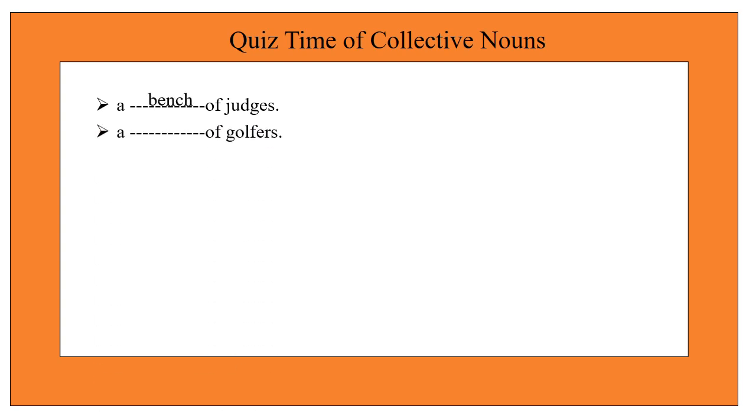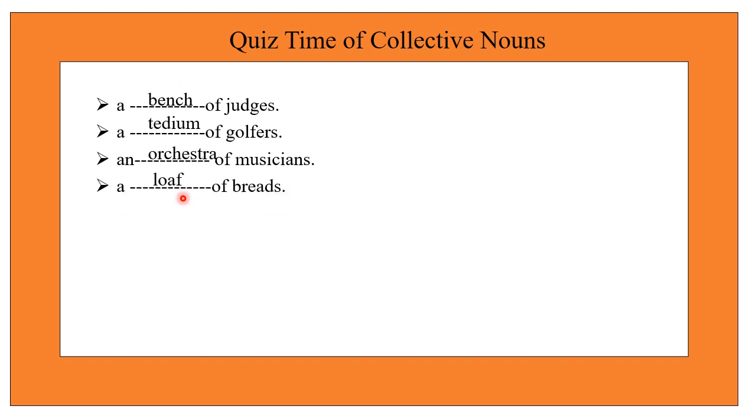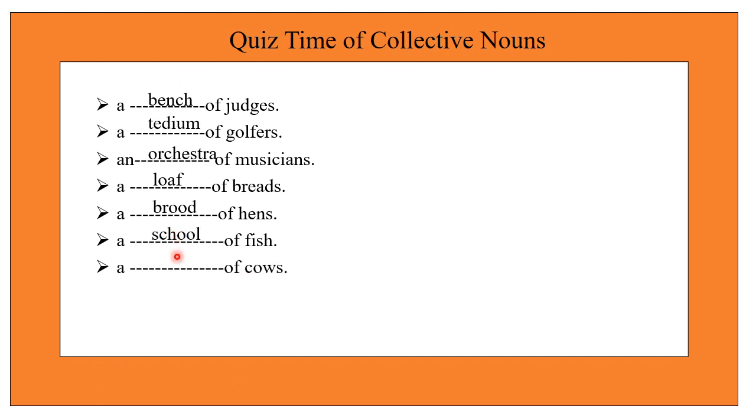A dash of gophers. A stadium of gophers. And dash of musicians. An orchestra of musicians. A dash of breads. A loaf of breads. A dash of hens. A brood of hens. A dash of fish. A school of fish. A dash of cows. A herd of cows. A dash of players. A team of players.